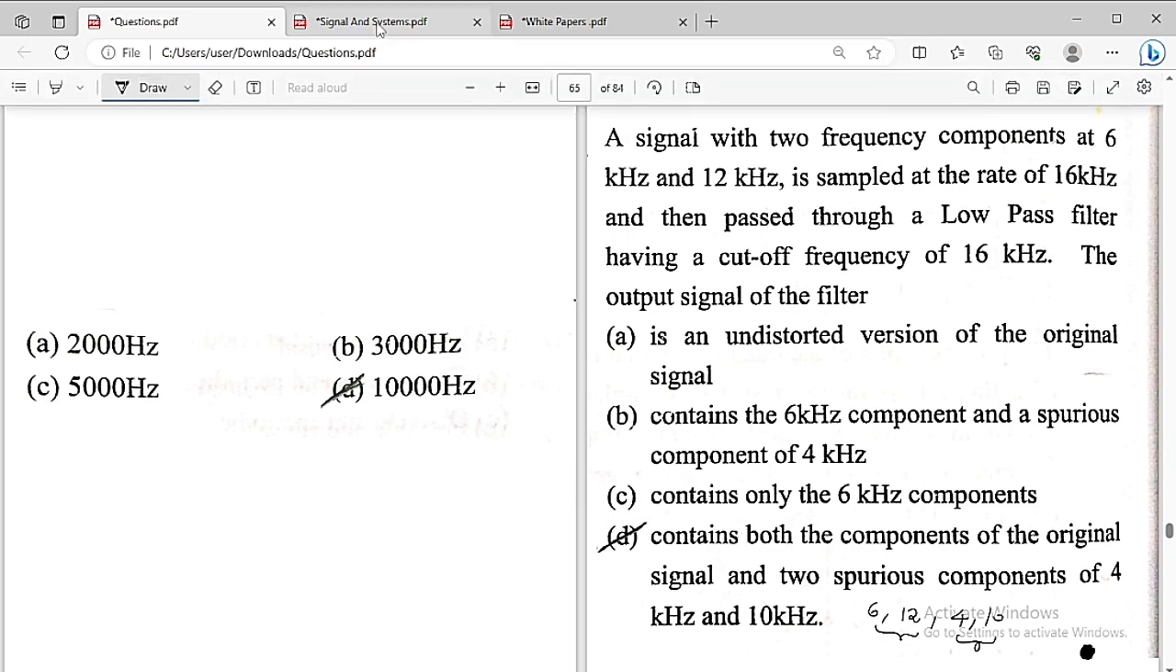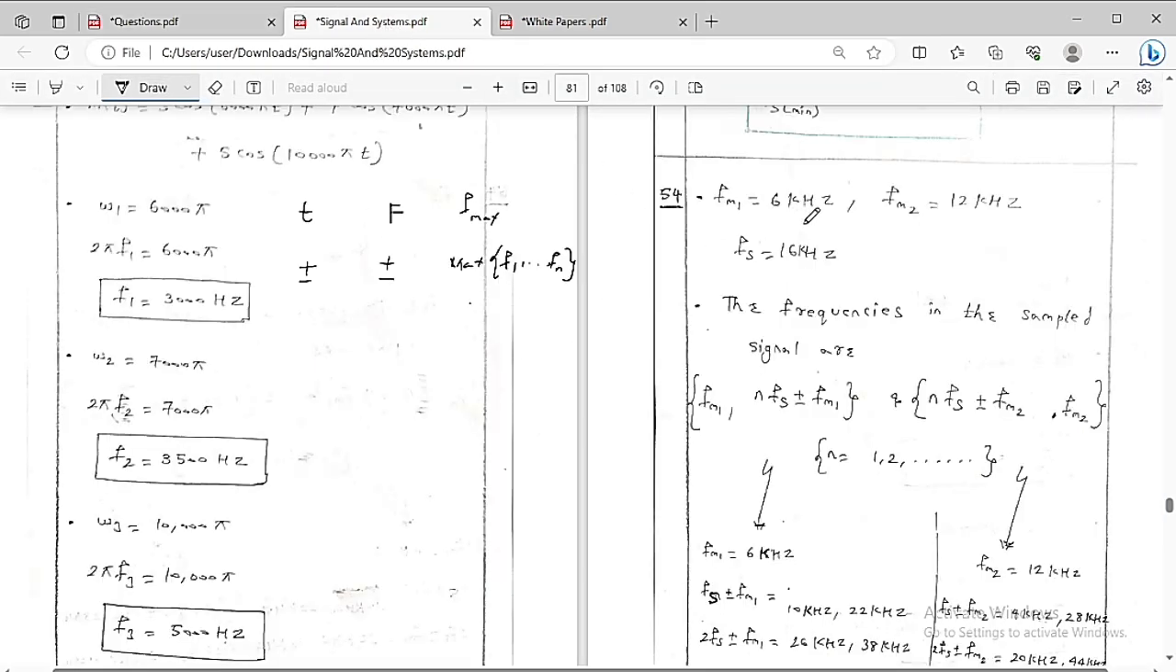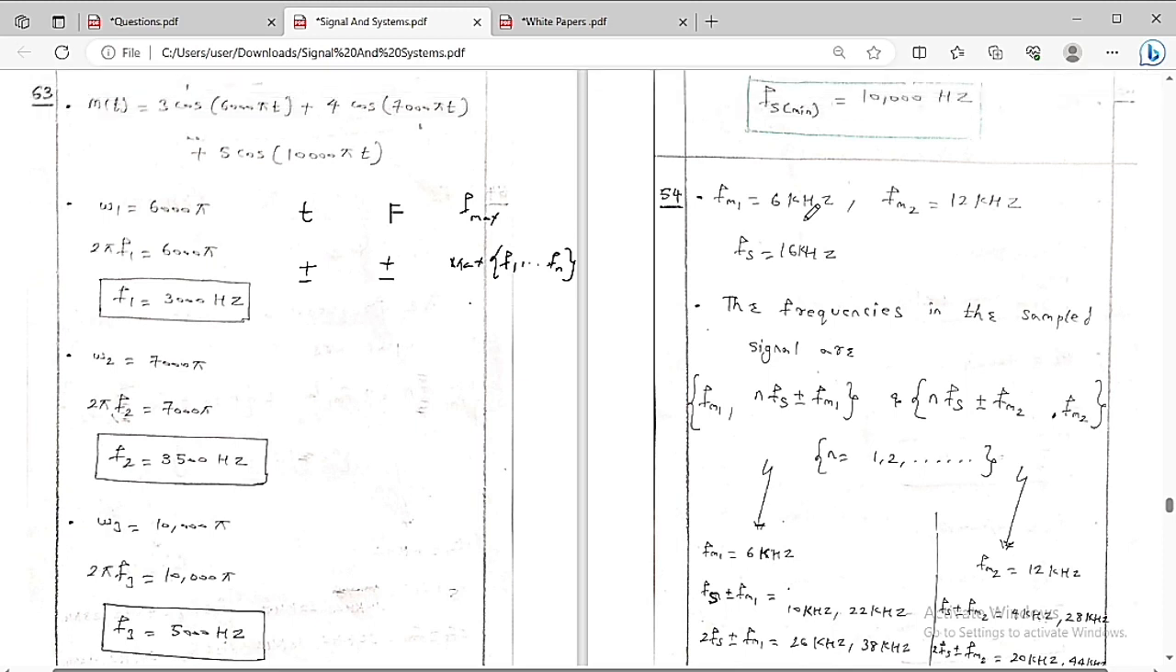So let's solve this numerical. Basically, what is the message signal? The message signal, or you can say the input signal, has two frequency components, which are FM1 and FM2. FM1 I am going to assume to be 6 kilohertz, and FM2 is 12 kilohertz. These are the only two frequency components which are going to be present in the message signal.